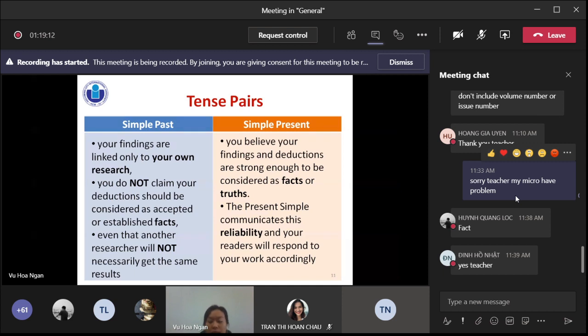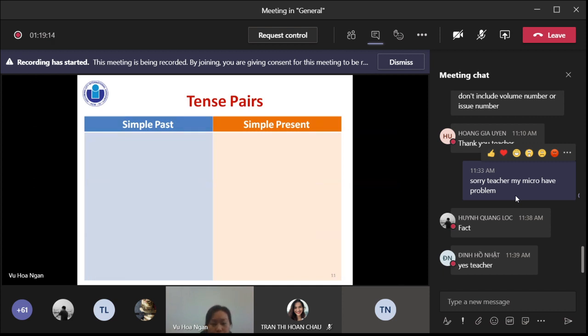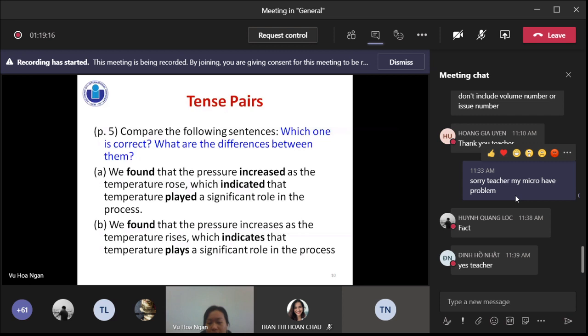For example, let's get back to the examples here. In sentence B, the writer indicates that other researchers should find that temperature plays a significant role. Does that make sense to you now? Okay. Any questions?